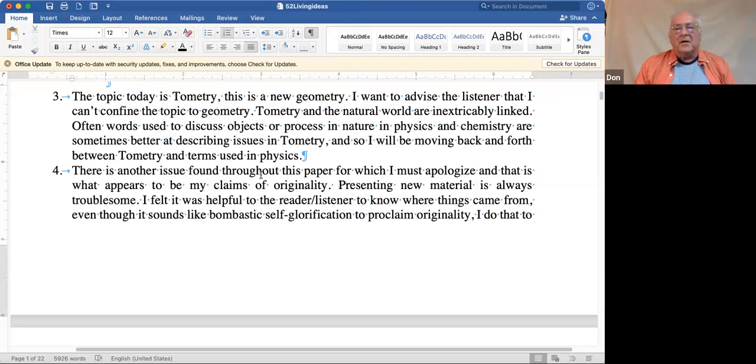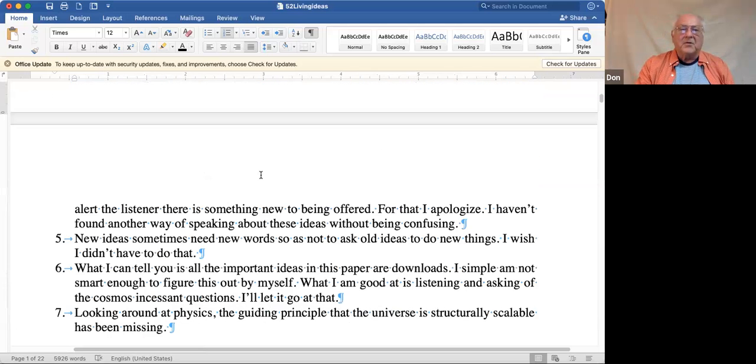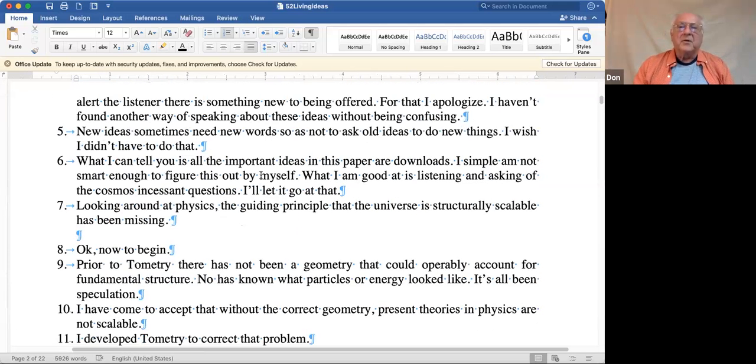There's another issue found throughout this paper for which I must apologize, and that's what appears to be my claim of originality. Presenting new material is always troublesome. I felt it was helpful to the reader or listener to know where things are coming from, even though it sounds bombastic in self-glorification to proclaim originality. I do that to alert the listener that there's something new being offered. For that, I apologize. I haven't found another way of speaking about these items without introducing confusion.